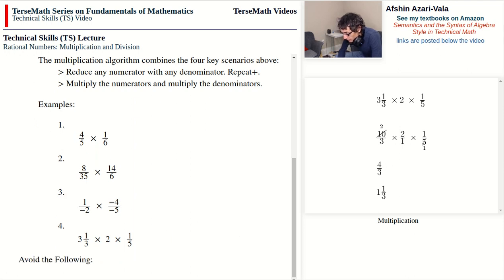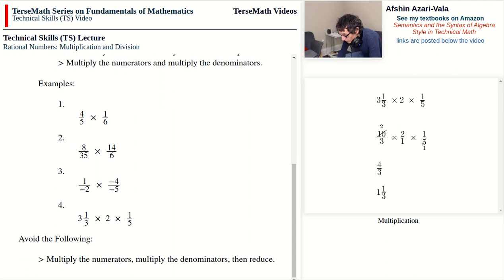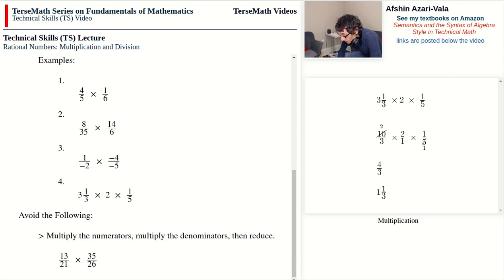Okay, so a couple of things that you should avoid, and this is important. Number one is it's very common for people, as soon as they see a multiplication of fractions, to go ahead and multiply the numerators and then multiply the denominators and then start reducing. Keep in mind that such a thing can result in values that are very, very large. So for example, if I try to do 13/21 times 35/26, if your times table is good, you can actually do this in your head.